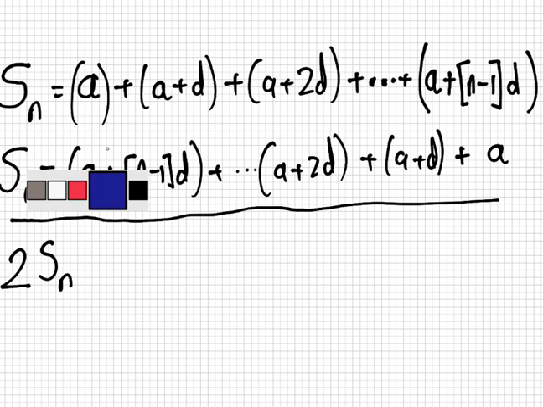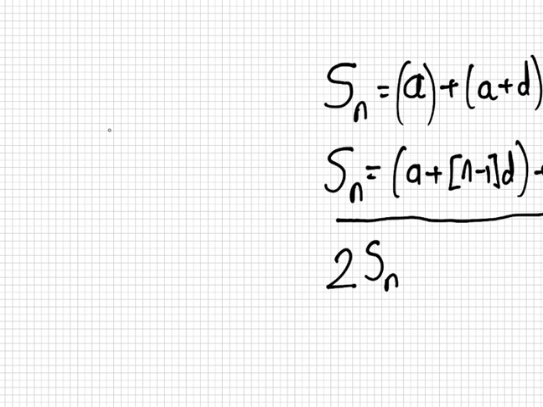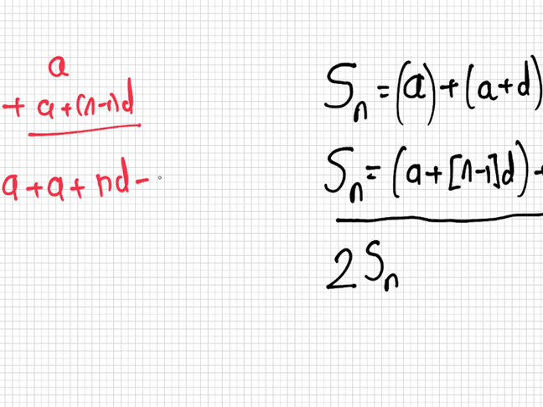Now, as an example, I'll just do this piece at the side. So at the side here as an example, we have a plus n minus 1d. So that's the same as a plus nd minus d. So what do I get here? 2a plus n minus 1d.